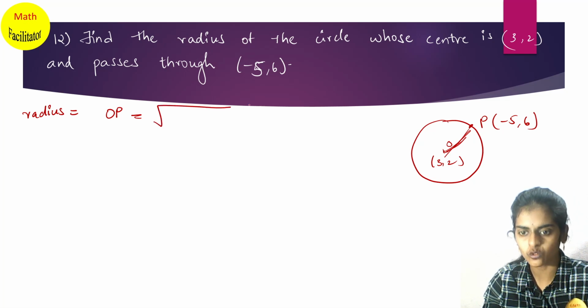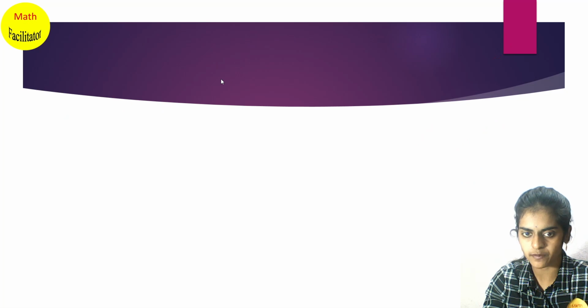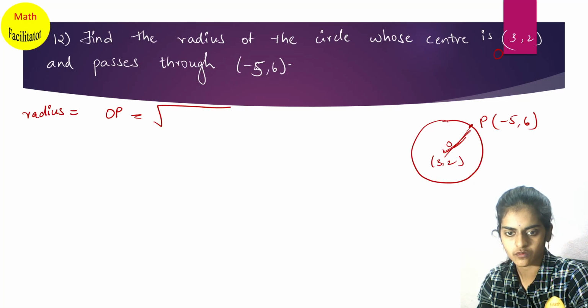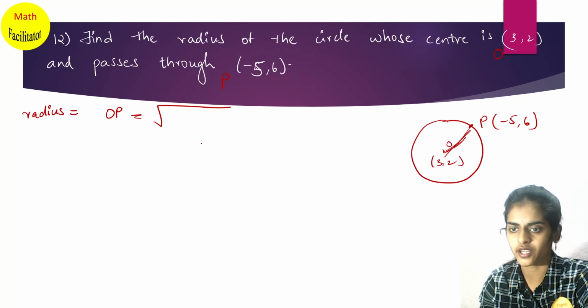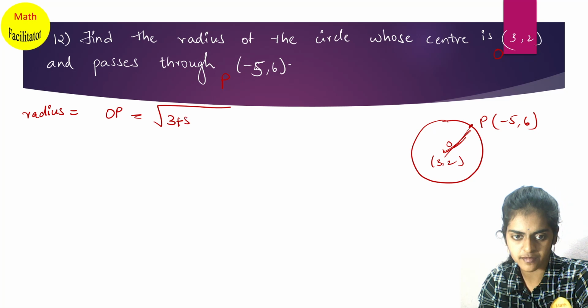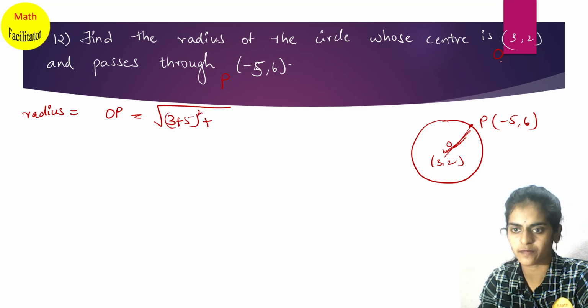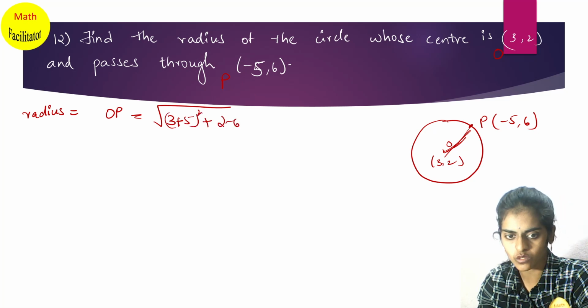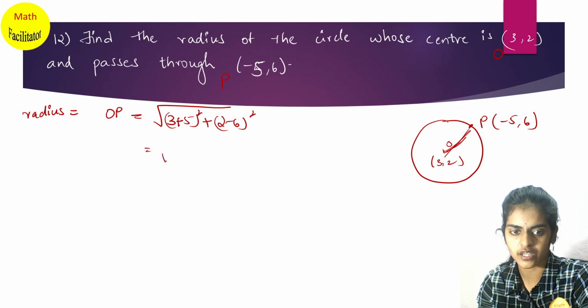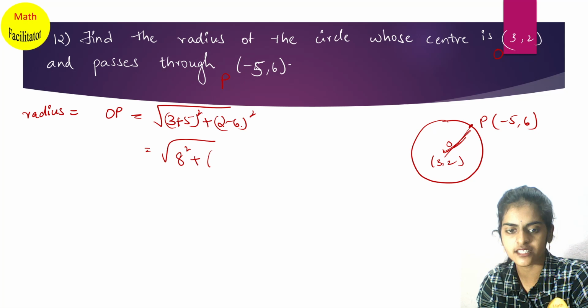So it is nothing but root over. You have the 2 points here. This is the center and this is the point P. So let me write it here as 3. X2 is 3. So 3 minus of minus 5 is plus 5. So 3 plus 5 whole square plus 2 minus 6 whole square. So that is nothing but root over 3 plus 5 is 8 square plus, and this is also minus 8 square. So this I can write as root over 8 square plus 8 square.